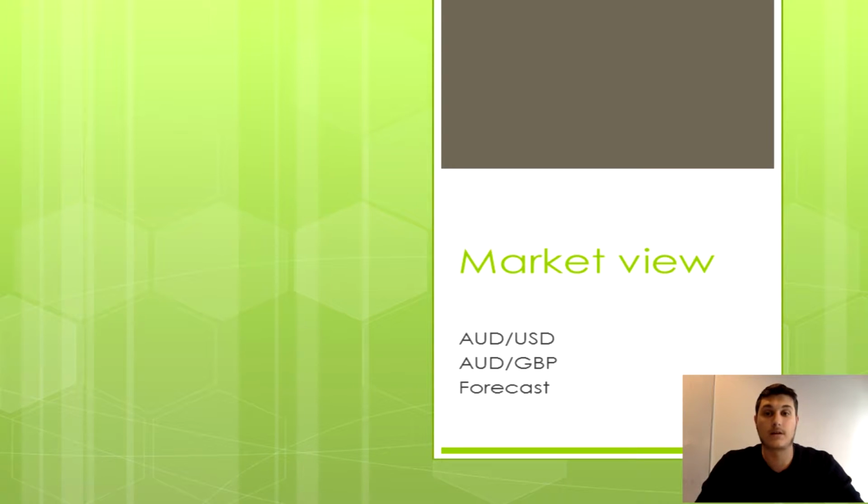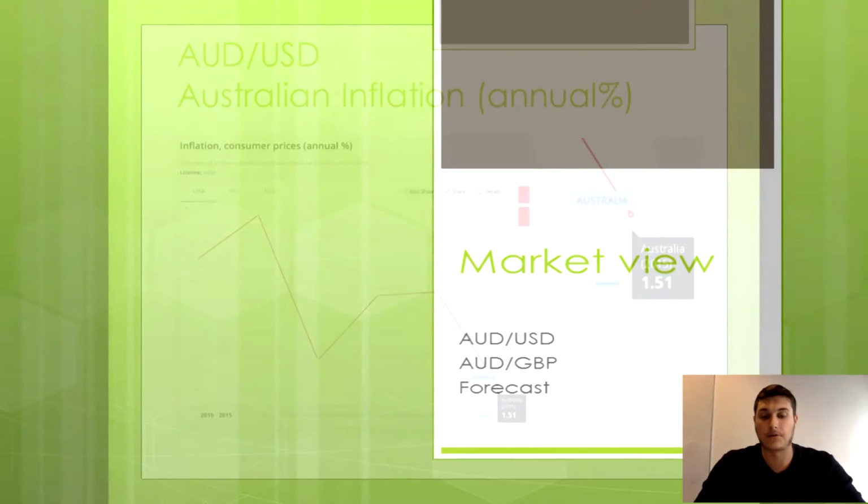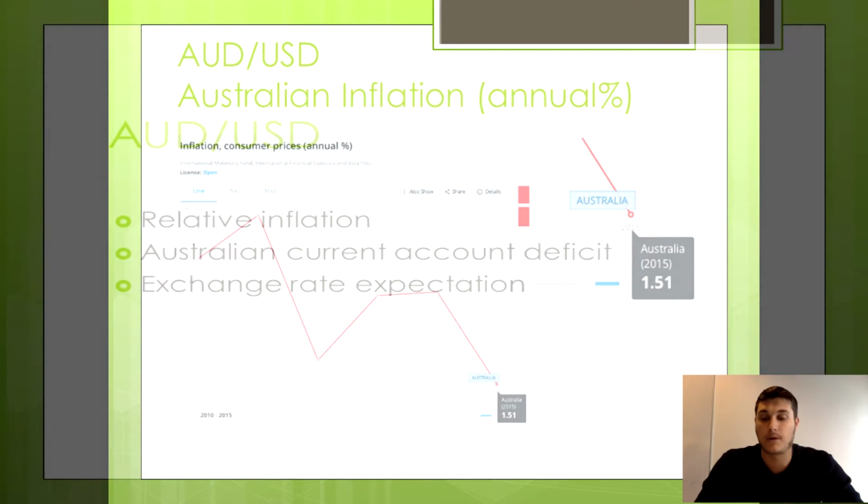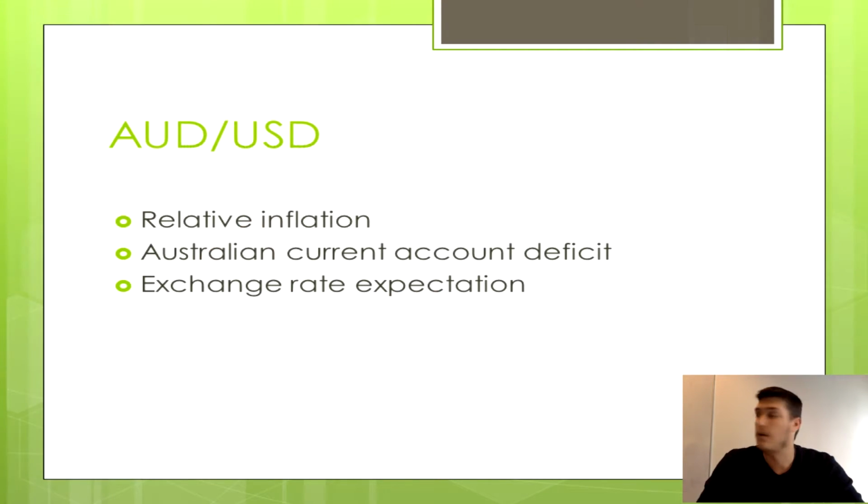Today here we have Nicholas on my right, Thomas on my left, and I'm Dario. Today we'll be discussing and comparing the Australian dollar to the US dollar, with Nicholas here talking about the relative inflation, followed by Thomas here talking about the Australian current account deficit and the exchange rate expectation. Finally, we'll be discussing and comparing the Australian dollar to the British pound, with Nicholas discussing inflation, followed by me talking about the interest rate concluded by a forecast.